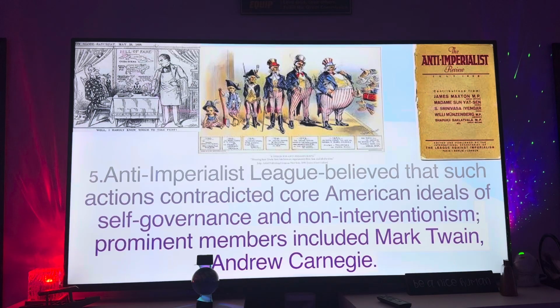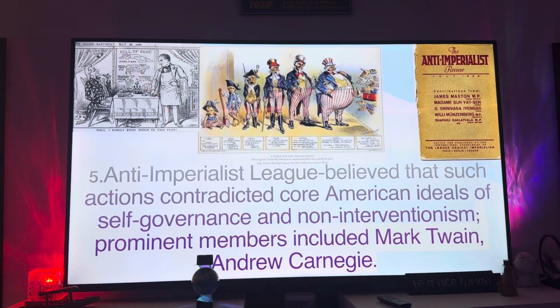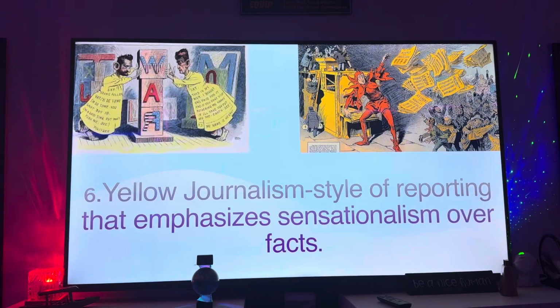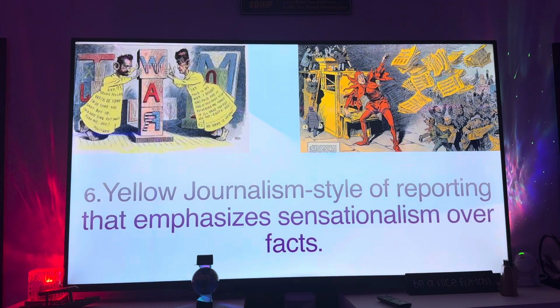Now, not all people believed in this idea of imperialism. You had some heavyweight people in the world of America, like Mark Twain and Andrew Carnegie, that had this thing called the Anti-Imperialist League. They believed that the actions of imperialism contradicted the American ideals of self-governance and non-interventionism. So what that meant is we were a colony at one point, and we shouldn't go and be a colony or create colonies. So there was a push there. Go ahead and pause.